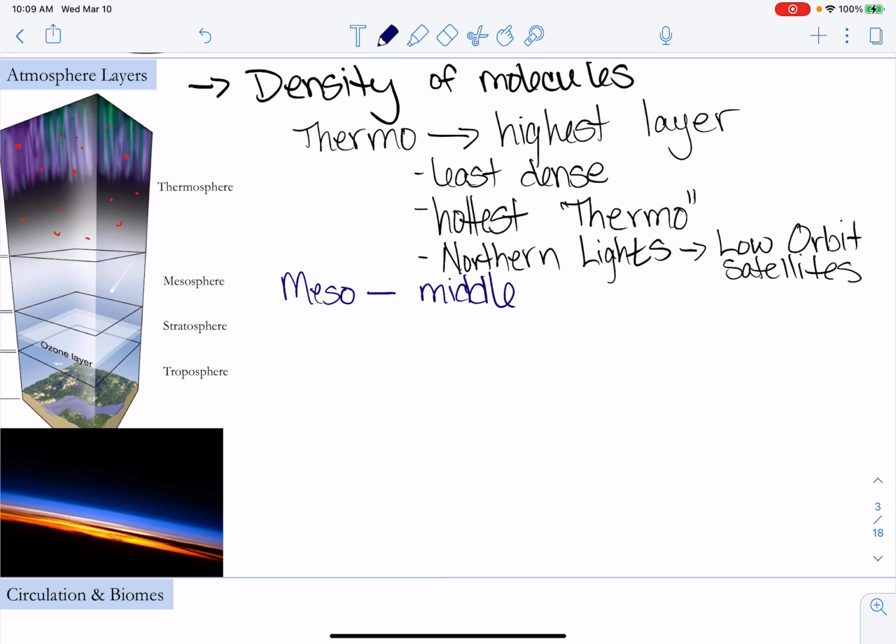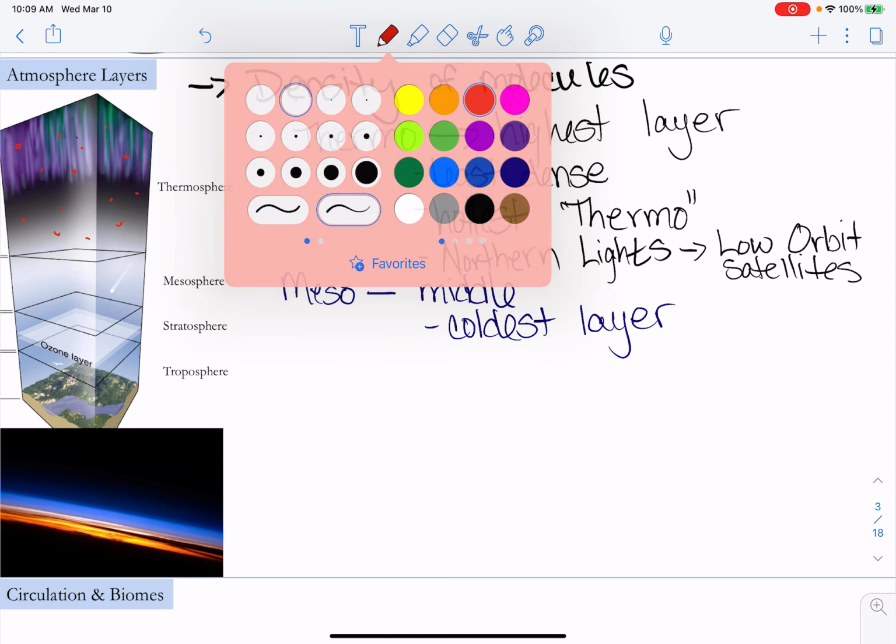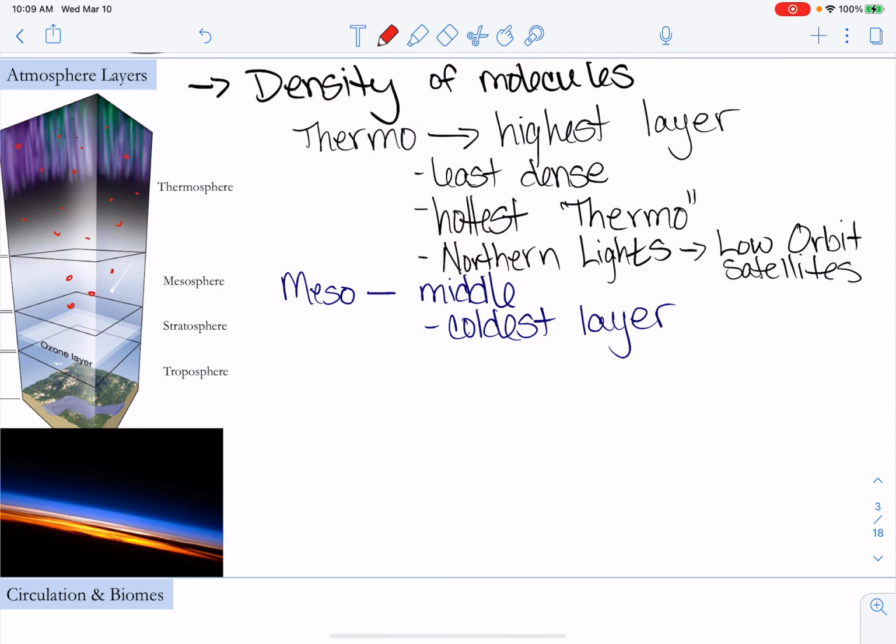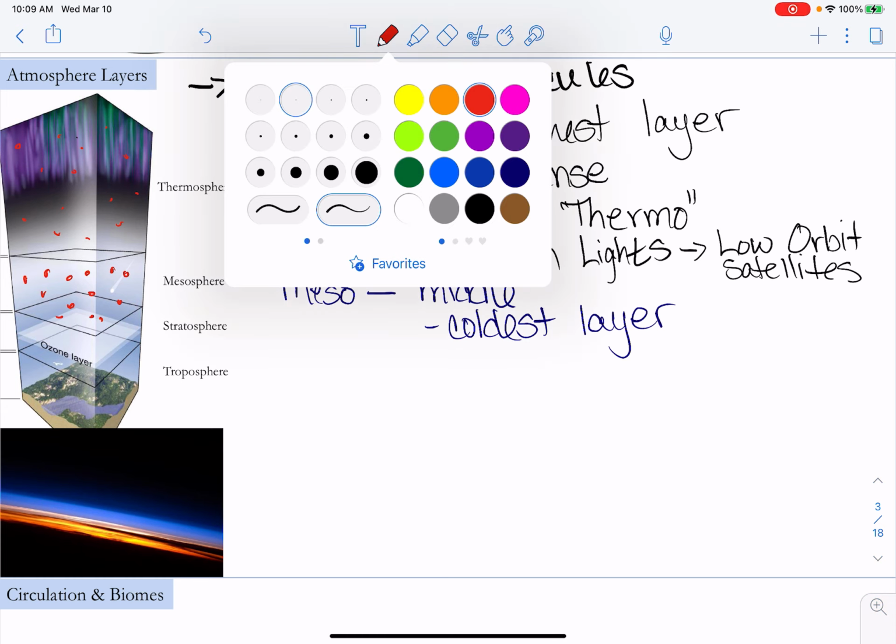It's sort of just smack in the middle of our atmosphere layers. This is actually the coldest layer. It is more dense than the thermosphere, but less dense than the stratosphere. So what do I mean by that? The molecules are a little bit closer together compared to what we see in the thermosphere.